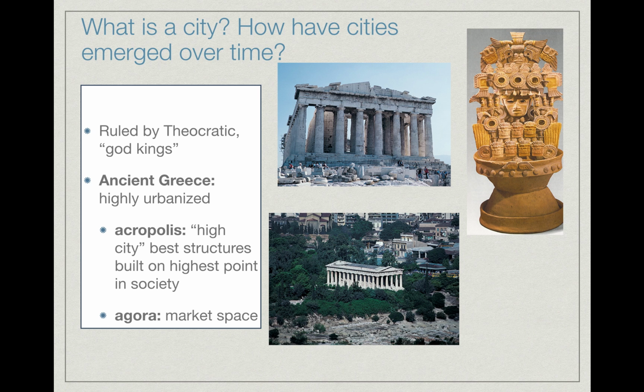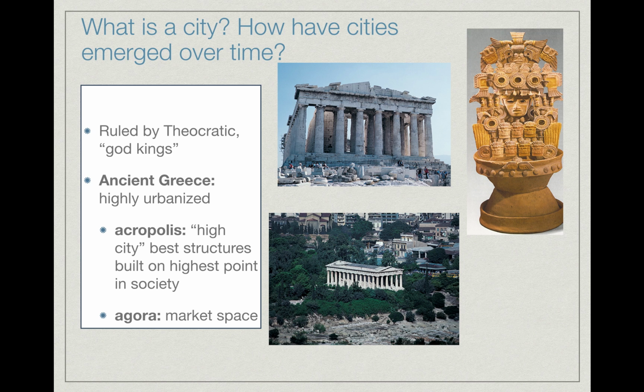Some of the characteristics of those earliest cities: a lot of them were theocracies, ruled by religious figures. More specifically, in the case of the Maya, Aztec, and Inca, we're looking at god-kings who saw themselves as gods, or, in the case of ancient China, rulers who were selected by gods. So a lot of power was already being concentrated in the city.